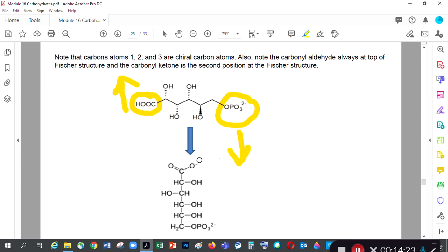And you can see this is your up here, and this is your down here. So you see here. You start with the wedge-dash structure, you make a Fischer projection, or Fischer structure, a non-cyclic Fischer structure of the carbohydrate.